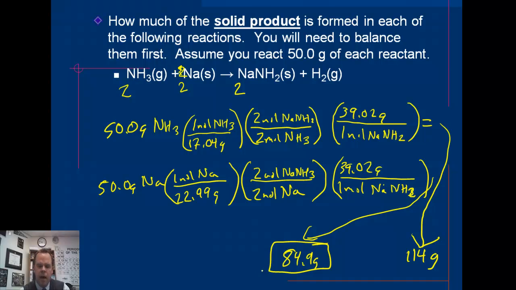So with each of these limiting reactant problems, we need to start with whatever we're given for each reactant, convert it to grams of one of the products. Whichever one produces the least amount of product, that answer will be the amount of product that's produced, and that original reactant will be our limiting reactant.